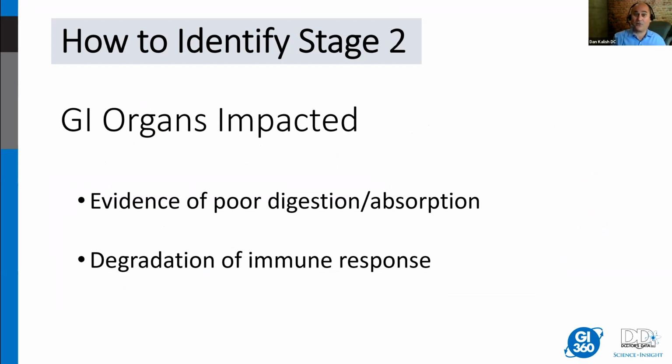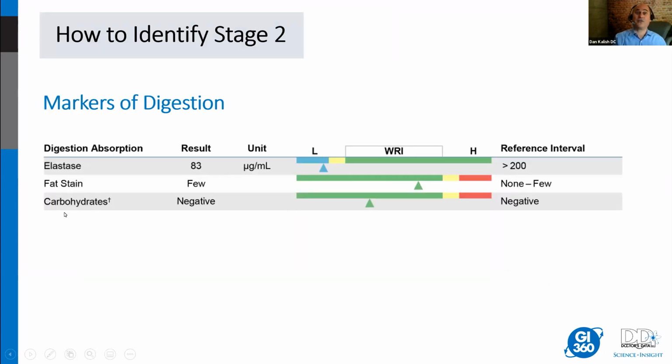This whole process could go on without any GI symptoms at all, which is, I know, strange, but that's sort of, again, one of the premises of functional medicine is that we're not focused on symptoms. So markers of digestion, identifying a stage 2. You look at things like elastase. If that's out of balance, then you know that there's a pancreatic enzyme deficiency and that that organ, the pancreas, isn't functioning properly.